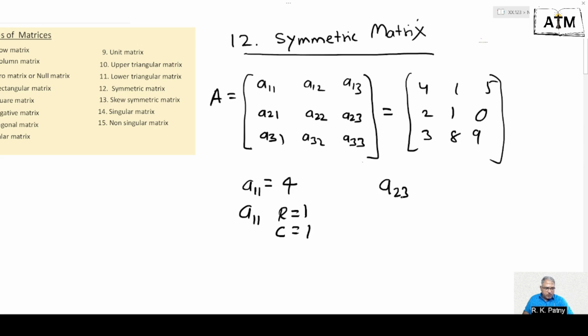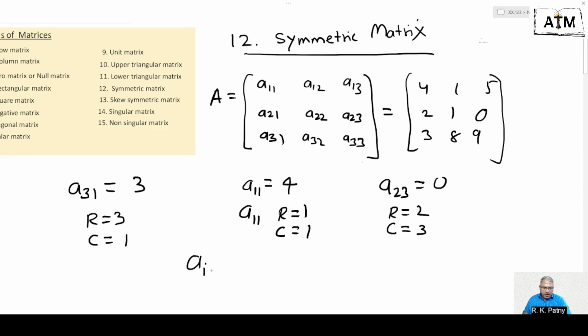Suppose A23 equals 0, here the row value is 2 and the column value is 3. So the corresponding value of element A23 equals 0. Similarly, one more example, A31 equals 3. That means the row value equals 3 and the column value equals 1. In general, we can write Aij, where i is nothing but the row number and j is nothing but the column number.